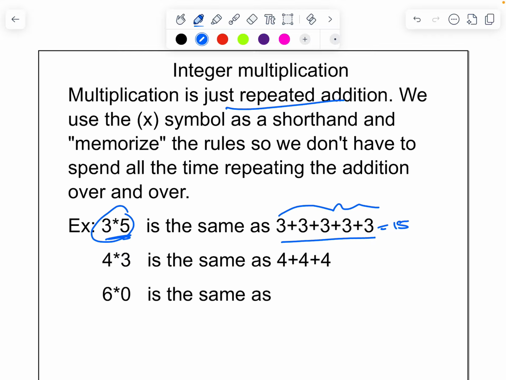We should memorize as many of these facts as we can. 4 times 3 is the same as 3 4s, which is equal to 12. So 4 times 3 is 12. 6 times 0 is the same thing as 6 written 0 times. So that's equal to just 0.